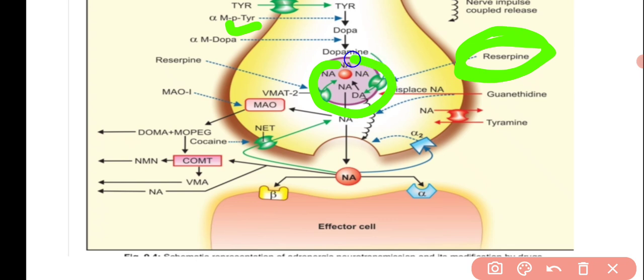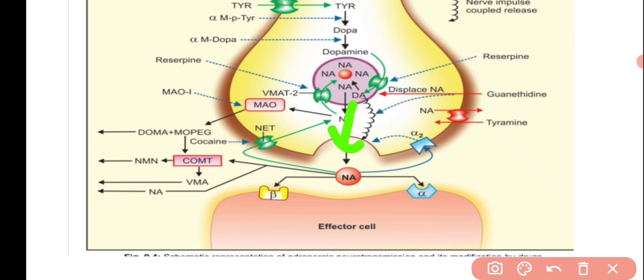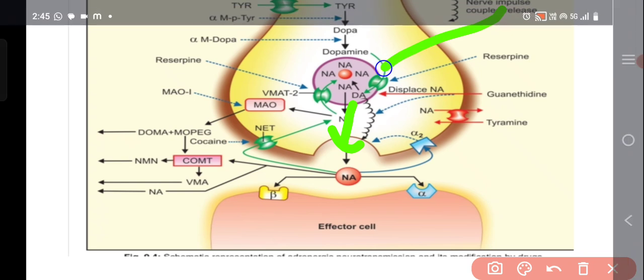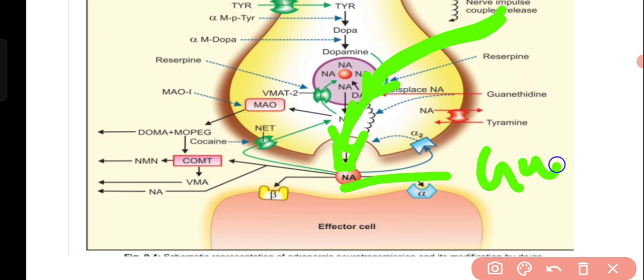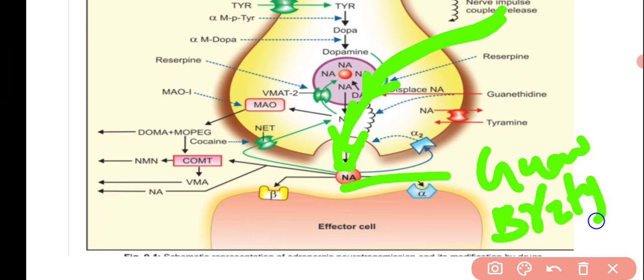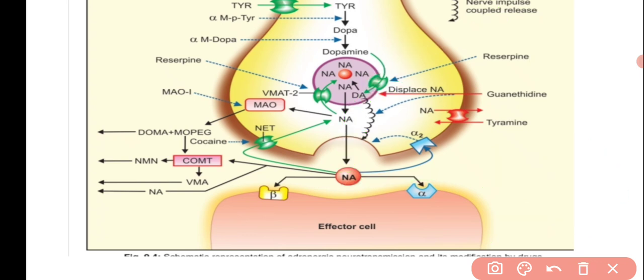Once the norepinephrine is stored, it is not directly released into the nerve endings, right? For the release of noradrenaline into the nerve endings, it requires the nerve impulse, in the form of action potential. This nerve impulse coupled release is inhibited by guanethidine and bretylium. These two drugs will interfere with the release of norepinephrine.